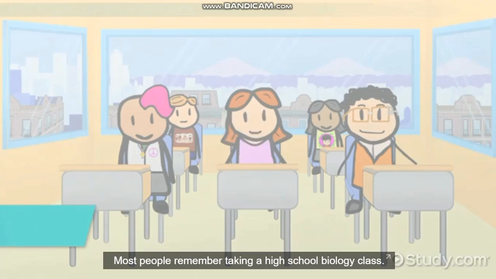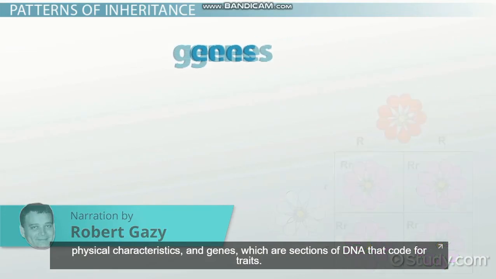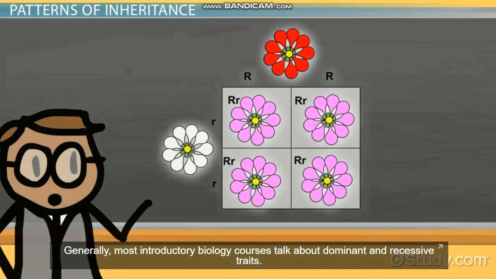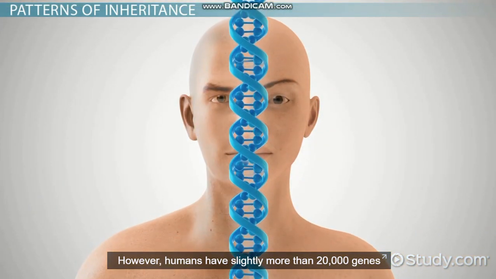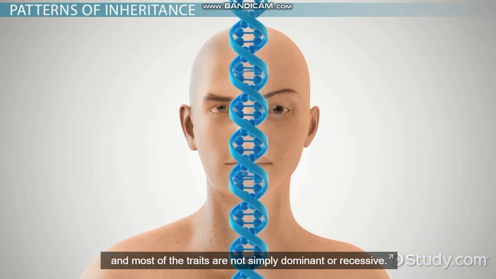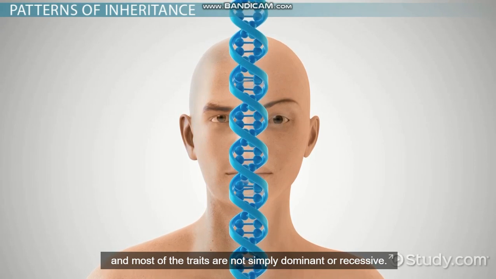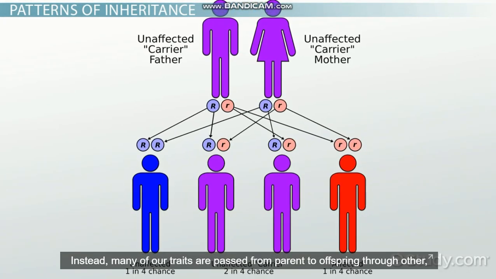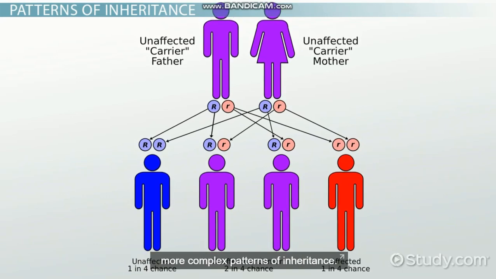Most people remember taking a high school biology class. In that class, you may have discussed the inheritance of different traits, physical characteristics, and genes, which are sections of DNA that code for traits. Generally, most introductory biology courses talk about dominant and recessive traits. However, humans have slightly more than 20,000 genes, and most of the traits are not simply dominant or recessive. Instead, many of our traits are passed from parent to offspring through other, more complex patterns of inheritance.